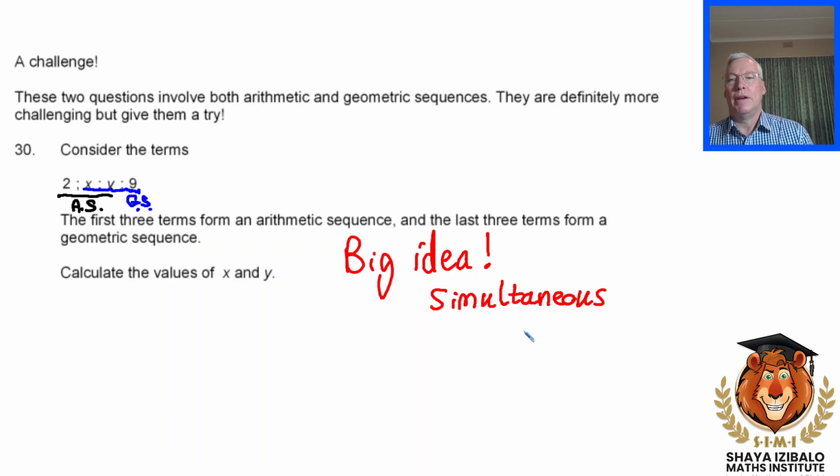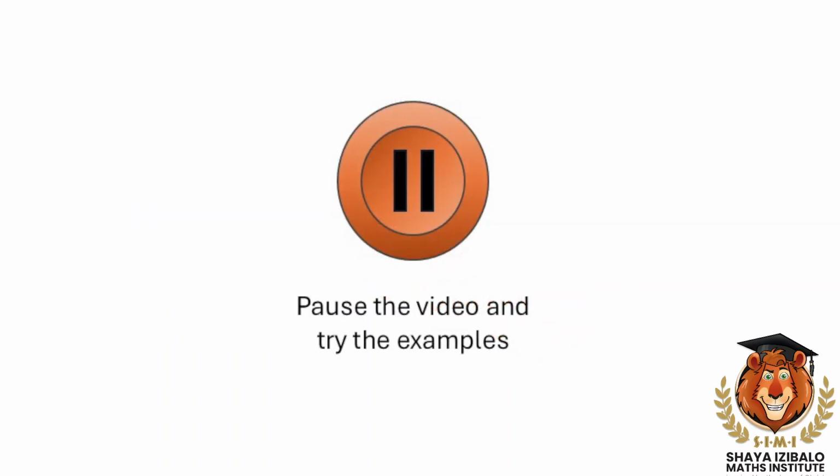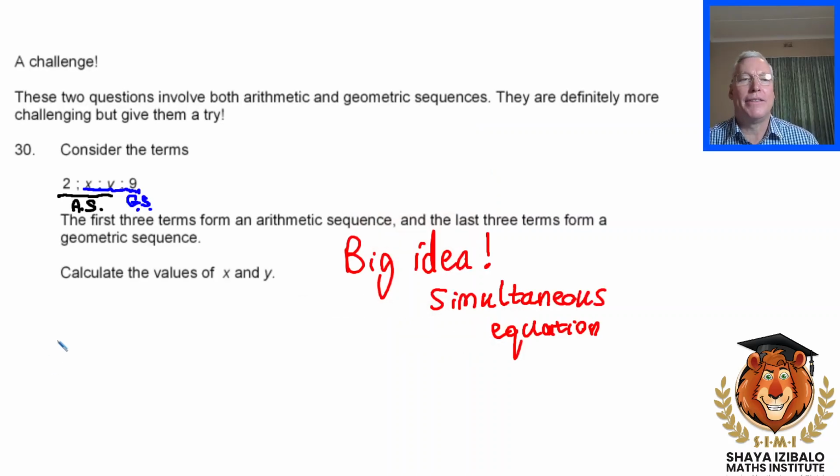Okay, now, in your notes, if you remember, we've got those results in boxes where we're not using formulas, we're just using the sort of big idea behind what it means for something to be arithmetic and what it means for something to be geometric. Pause the video, have a go at this, see if you can find out what x and y are. Right, let's take a look.